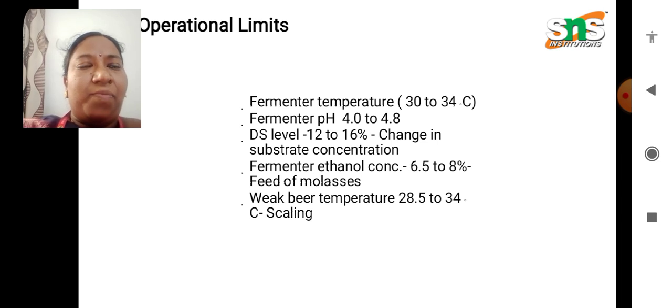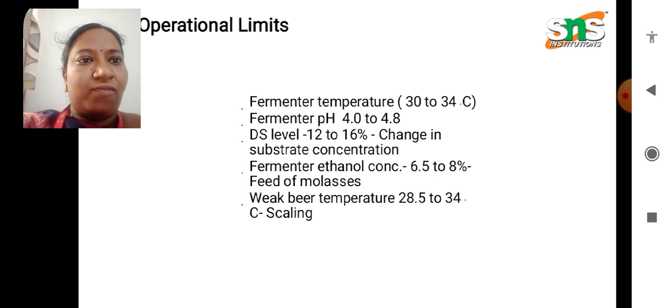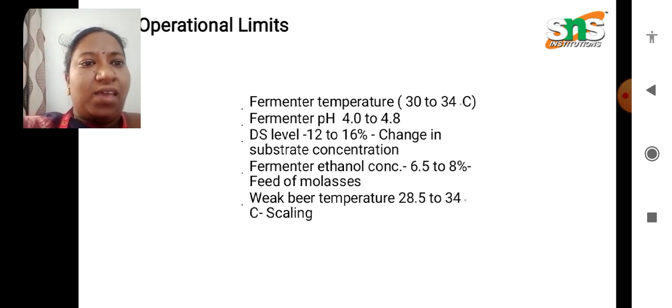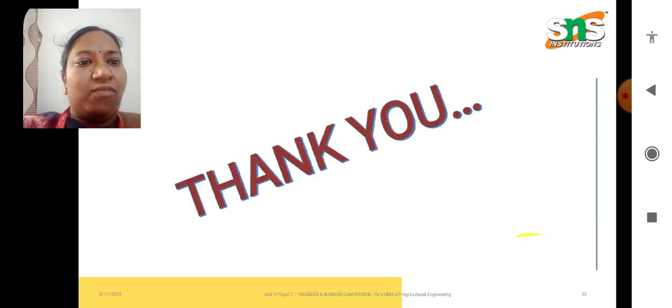So these are the operational limits of the fermenter. Fermenter pH is 4 to 4.8. Dissolved solids level of 12 to 16%. Fermenter ethanol concentration of 6.5 to 8%. Feed of molasses and weak beer temperature of 28 to 34 degrees Celsius.